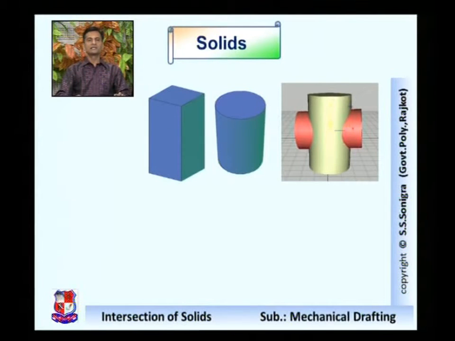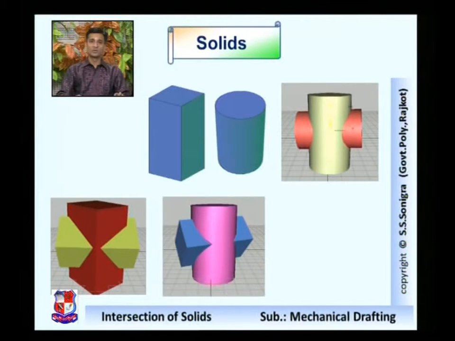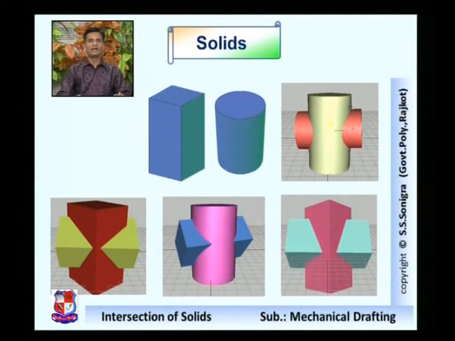This is one example of intersection of two cylinders, that is, both the diameters are different and one cylinder is penetrated by another cylinder. We also will discuss this kind of problem: the intersection of two square prisms, intersection of cylinder and prism, and intersection of two prisms which are inclined at some angle with HP and VP, and the edges are also not parallel to any plane. So this is the outline of today's problems.